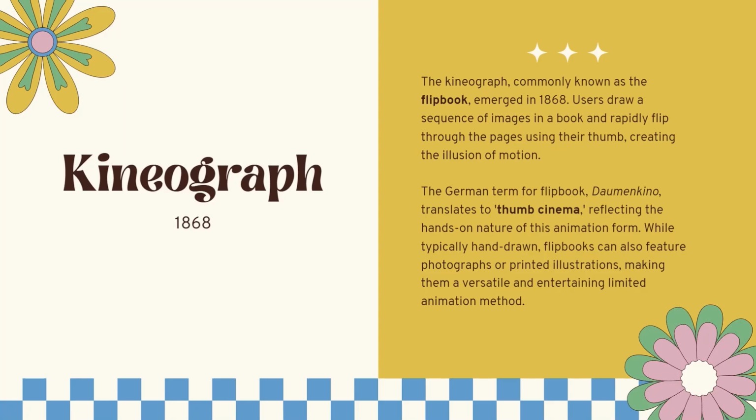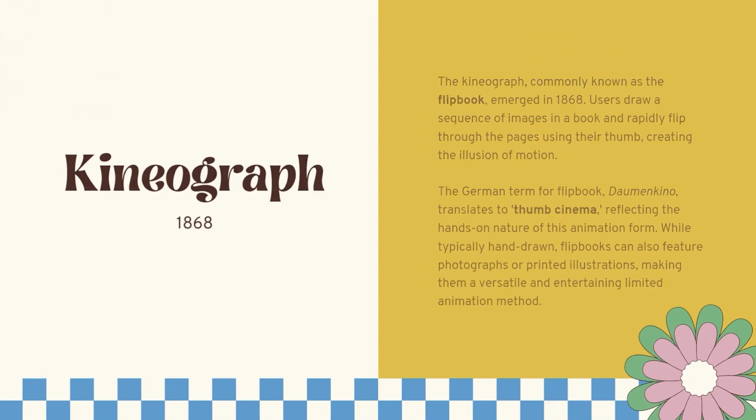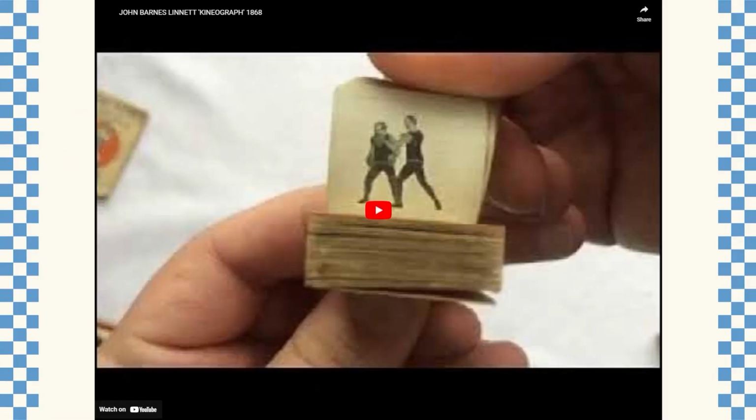Some of you might have experienced making their own flipbook back in Intro to MMA course, MMA100. A flipbook doesn't need to be hand-drawn though. It can be a series of photographs or printed illustrations. It's a very limited animation, but it's very fun to make and it's very accessible to make. There are so many examples of a flipbook you can find online, but here in the presentation, we have a kineograph made back in 1868.